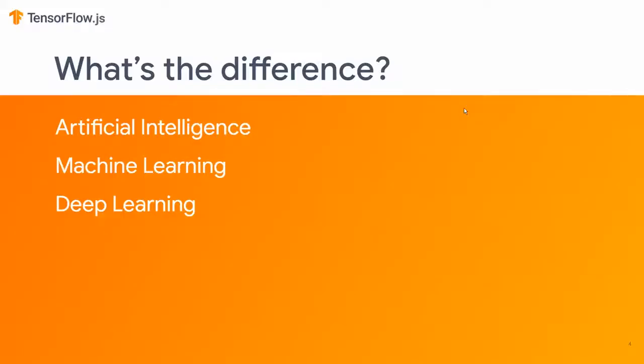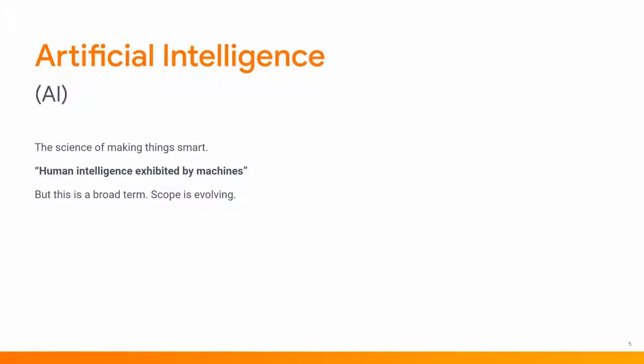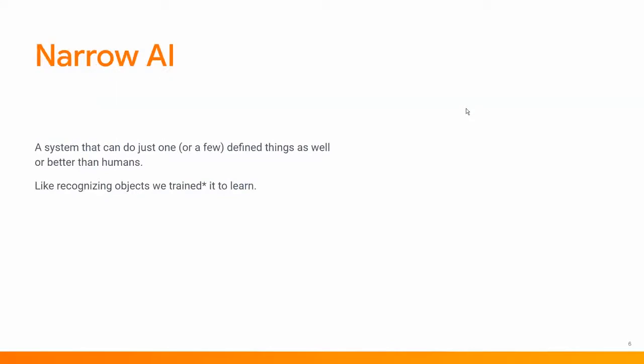Now, first off, I want to start with artificial intelligence, also known as AI. This is essentially the science of making things smart, or more formally, human intelligence exhibited by machines. But this is a very broad term in fact, and right now we're actually in a place of narrow AI. This basically means that the system can do one or a few things just as well as a human counterpart could do in that niche area, such as recognizing objects.